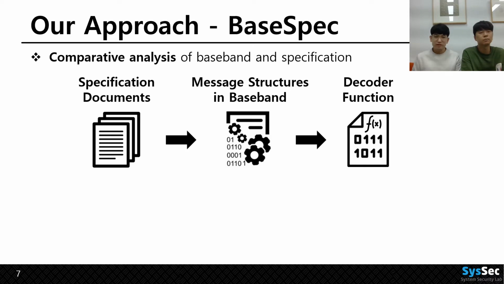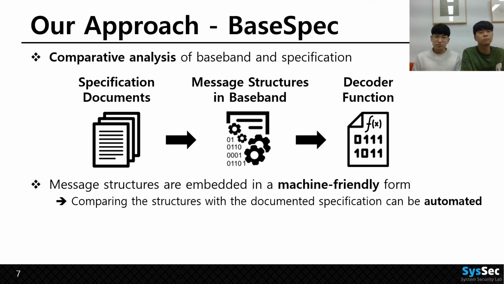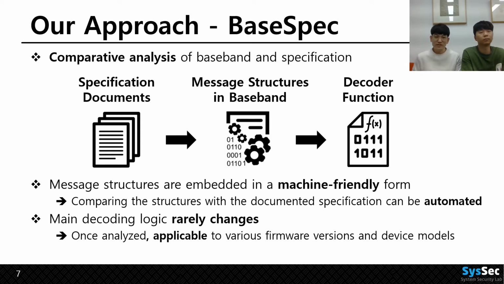From this perspective, we propose BaseSpec. We believe that message structures in baseband software are embedded in a machine-friendly form, and therefore the structures can be easily compared with the documented specification, and this comparison can also be automated. In addition, as the main decoding logic rarely changes, once the baseband is analyzed, we can automate the analysis and apply it to many other firmware images.